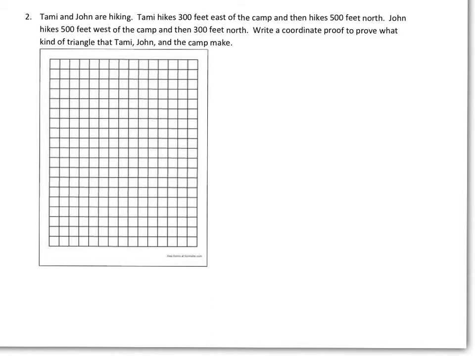Let's take a look at this last example here in section 4 of triangle congruency. It says Tammy and John are hiking. Tammy hikes 300 feet east of camp and then hikes 500 feet north. John hikes 500 feet west of camp and then 300 feet north. Write a coordinate proof to prove what kind of triangle that Tammy, John, and the camp make.